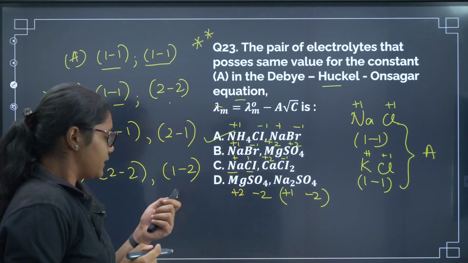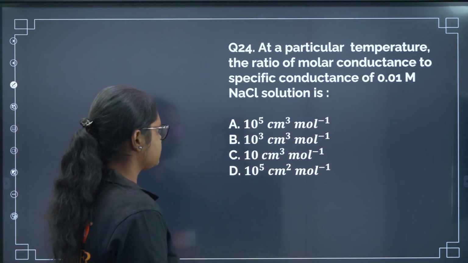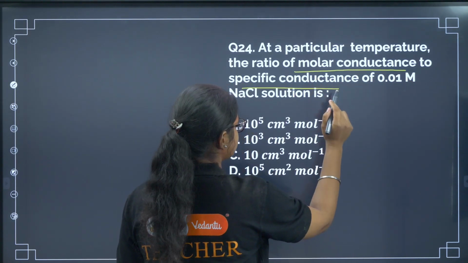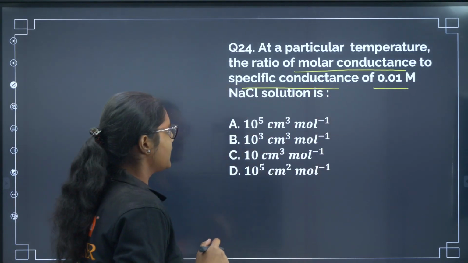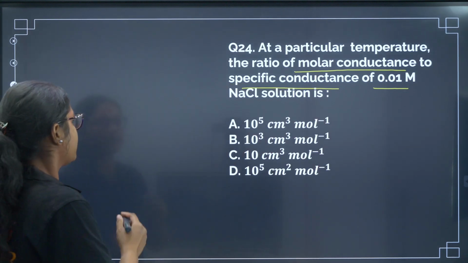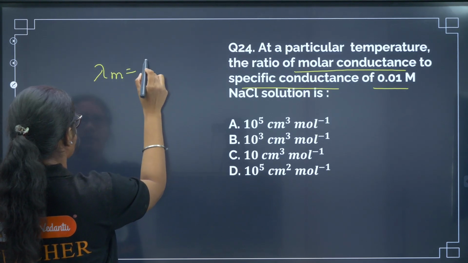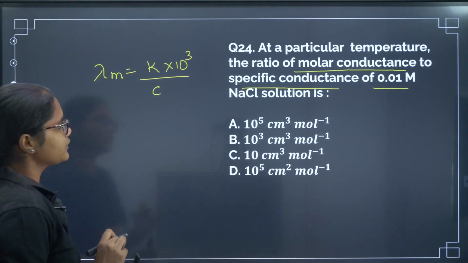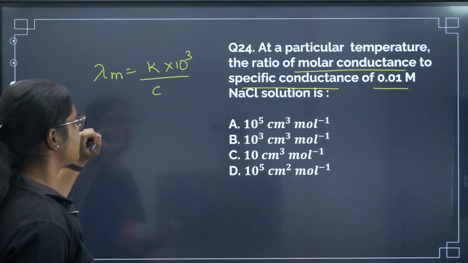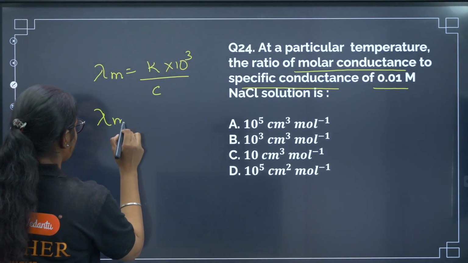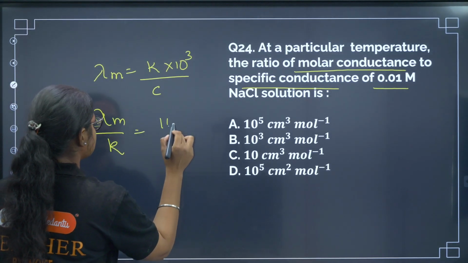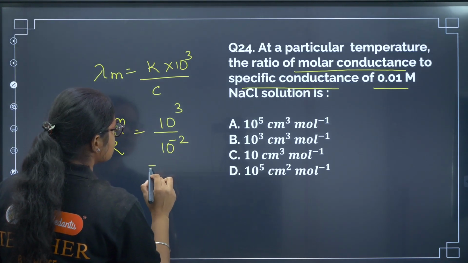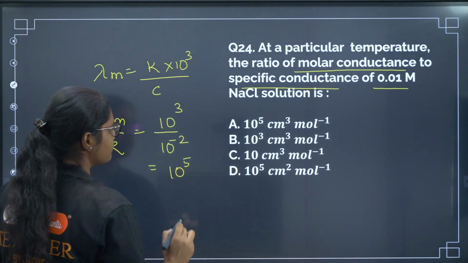Okay. Fine. Now let us see the next question. At a particular temperature, the ratio of molar conductance to specific conductance of 0.01 M NaCl solution is. Okay, so first let us write the formula: kappa into 1000 by C. They are asking you the ratio of molar conductance to specific conductance. So I can write lambda by kappa is 10 to the power of 3 and C is 10 to the power of minus 2. So if it goes up, it will become 10 to the power of 5, right?